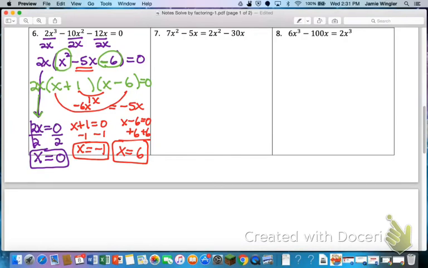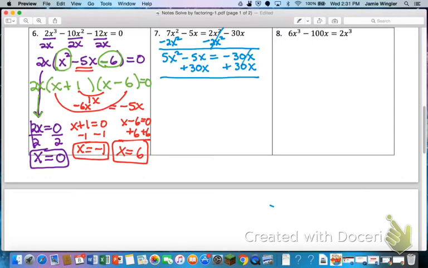In example 7, we're going to have to get it equal to 0 before we start. So I'm going to subtract the 2x squared from both sides. So that gives me 5x squared minus 5x equals negative 30x. Don't forget your signs. Now I need to add 30x to both sides because I have to make sure that this is equal to 0 before I start any factoring. So I have 5x squared plus 25x equals 0.